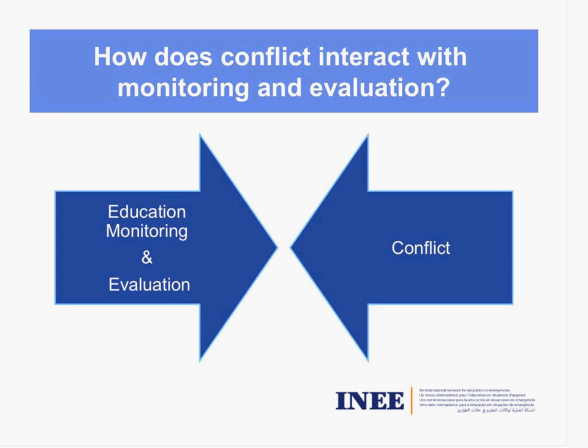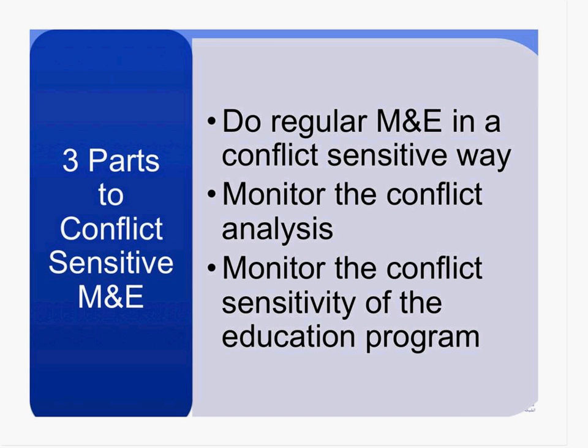These are the dynamics that we want to consider when we're talking about how monitoring and evaluation activities affect conflict. But let's look at this in a little more detail. To do conflict-sensitive monitoring and evaluation, we want to consider three different parts. We want regular monitoring and evaluation done in a conflict-sensitive way. We measure against the conflict analysis that we did in the initial program design stage throughout the program cycle to monitor the conflict sensitivity of the education program.